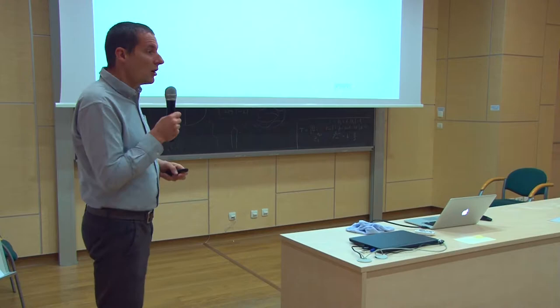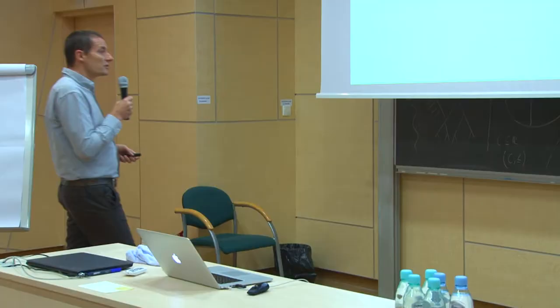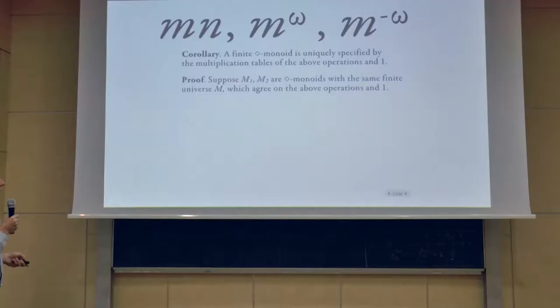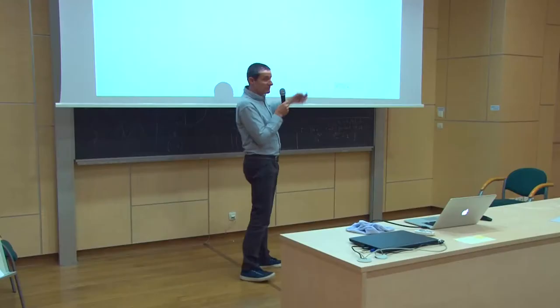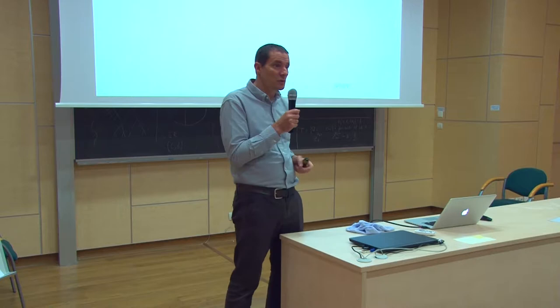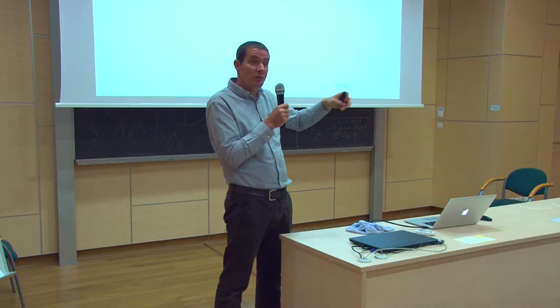Okay, why is that? Here it's a very generic category theory style of proof. Suppose that we have two monoids which have the same universe, agree on these operations, and have the same empty element. I claim that they actually have the same multiplication operation. If you know this, you can extend it to a complete multiplication operation in at most one way. Maybe you cannot extend it at all.